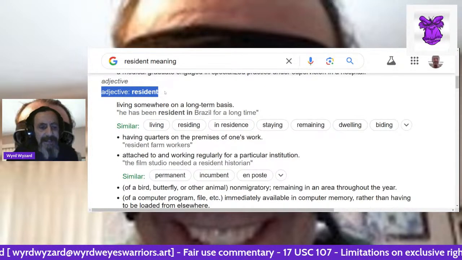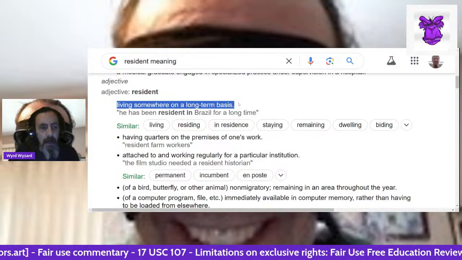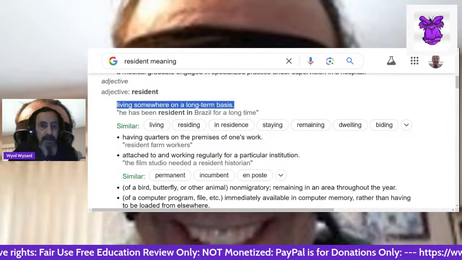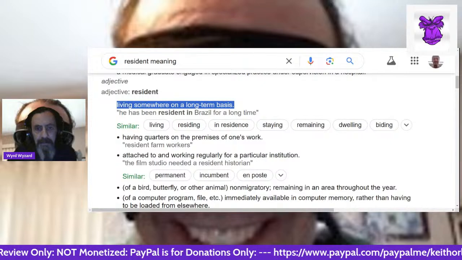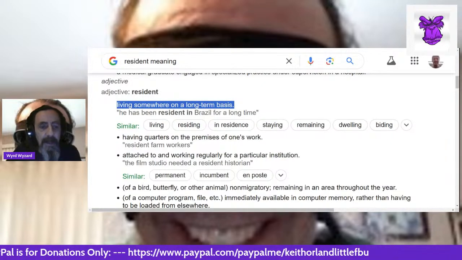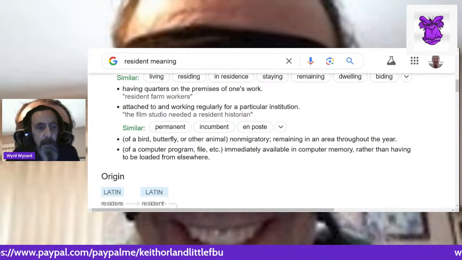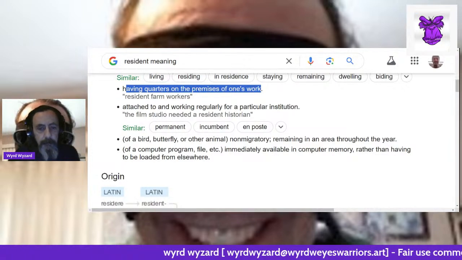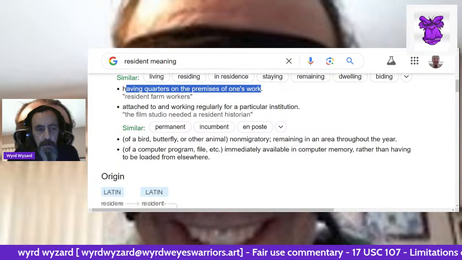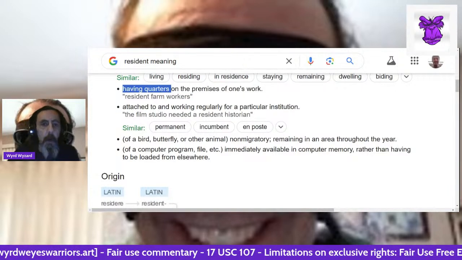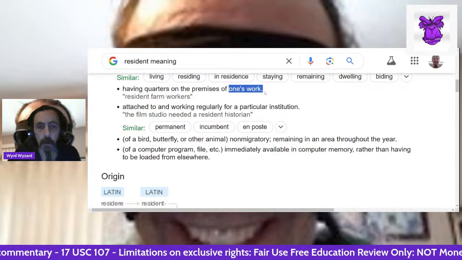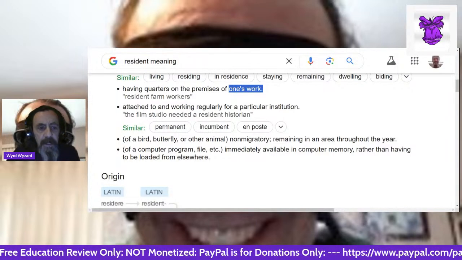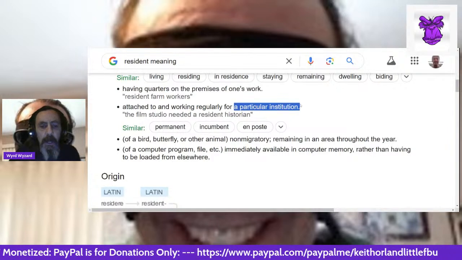Adjective, resident, living somewhere on a long-term basis. We live in this world, but are not of this world. We live in this world our entire lives. He has been a resident in Brazil for a long time. Having quarters on the premises of one's work. Having quarters, meaning sleeping and cooking quarters, on the premises of one's work. Cooking, cleaning, bedding. Attached to and working regularly for a particular institution.